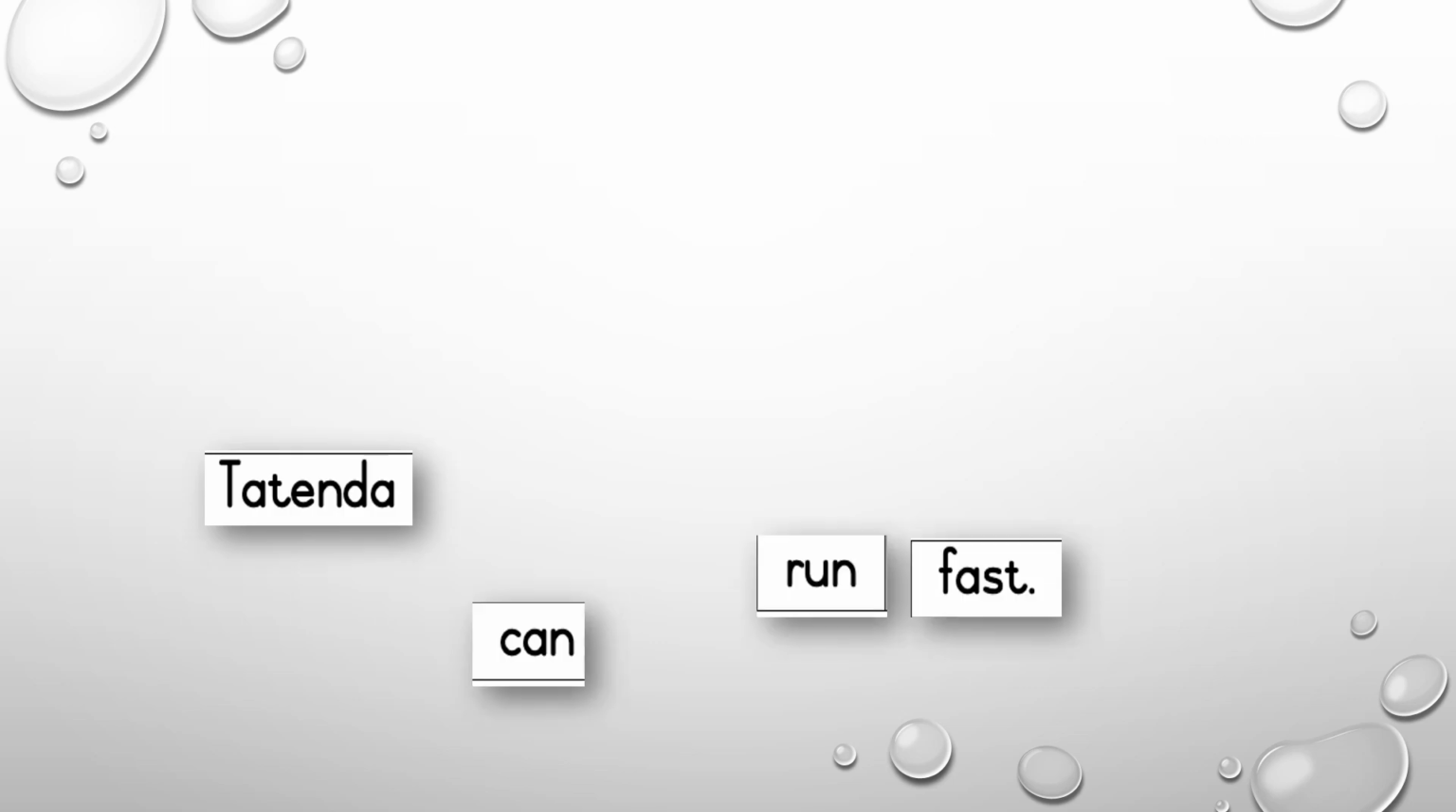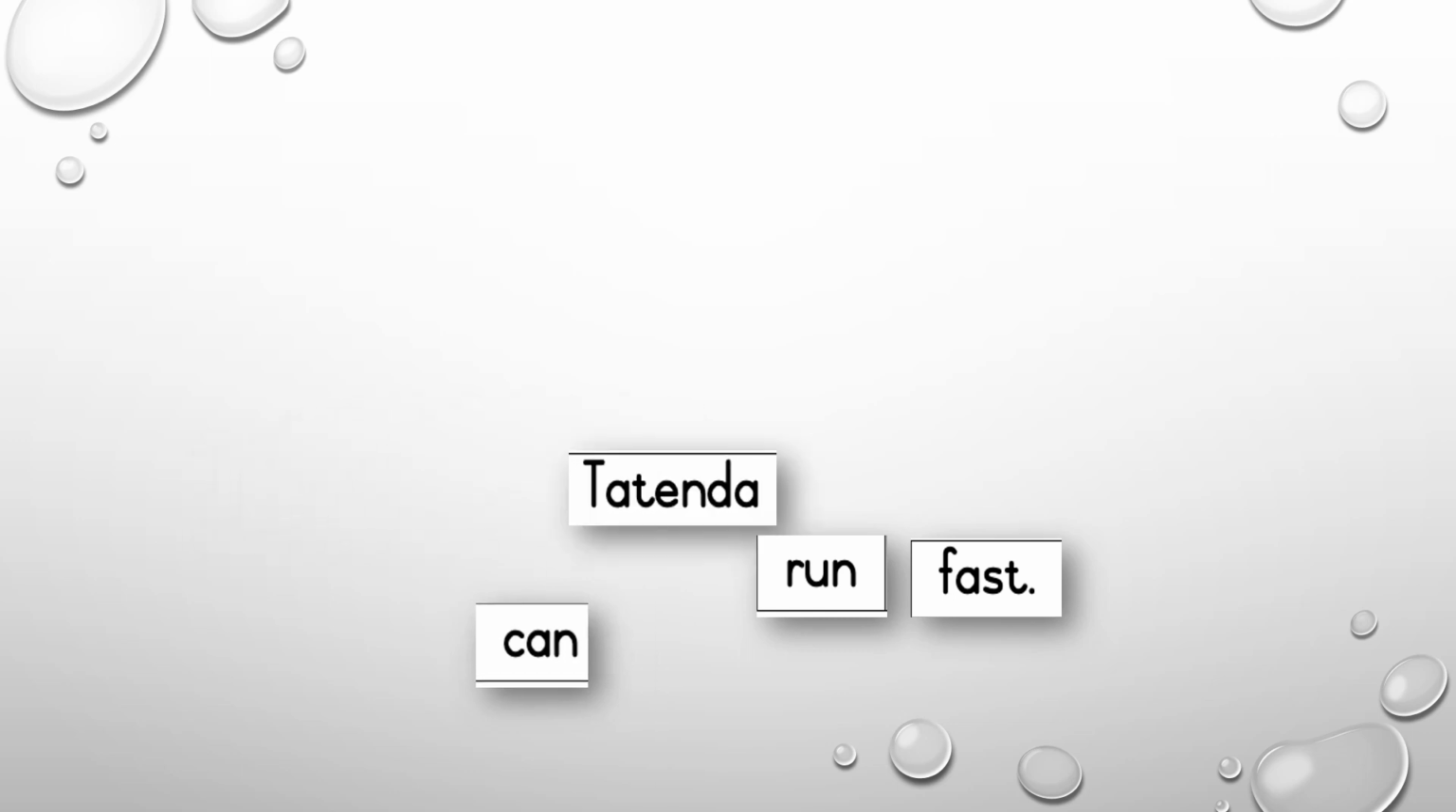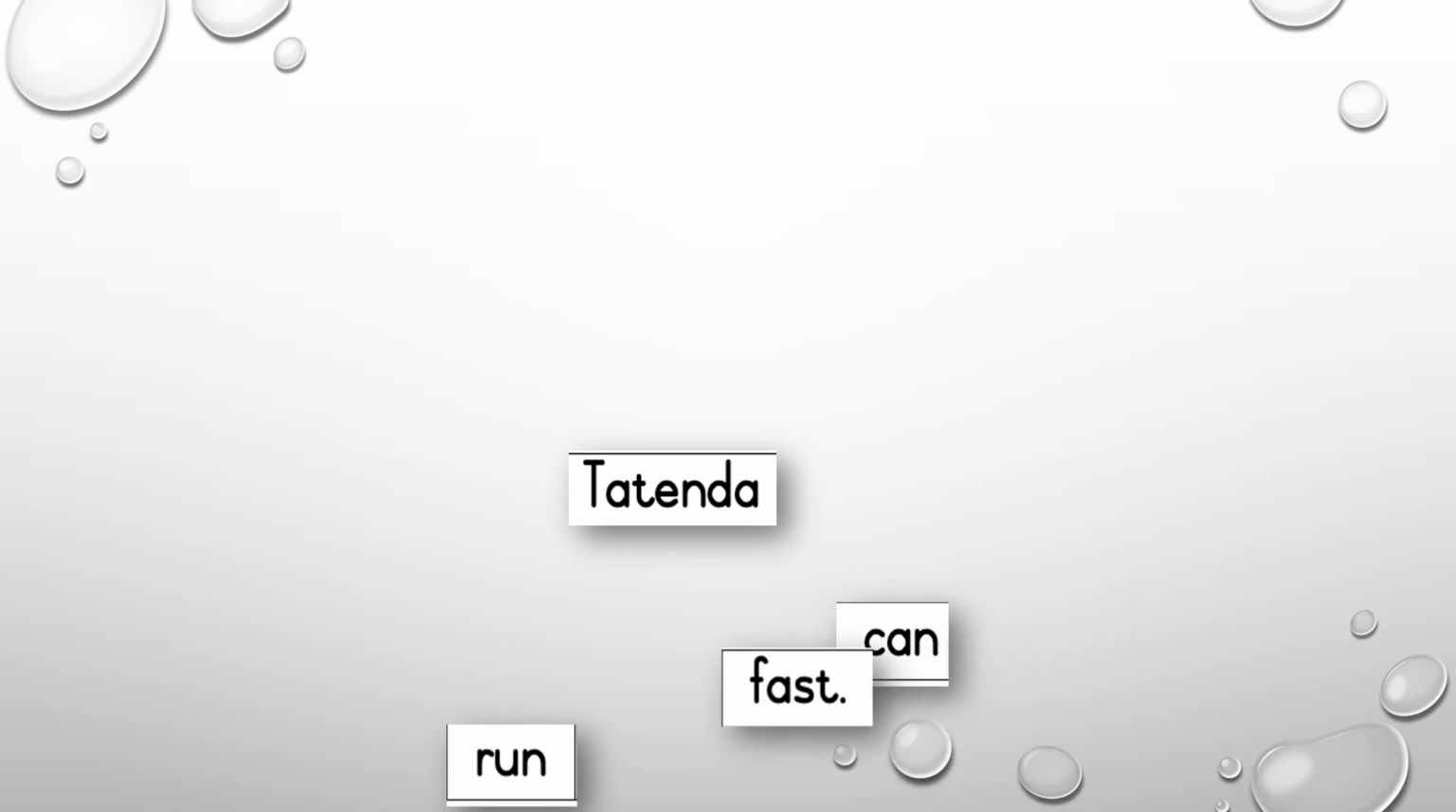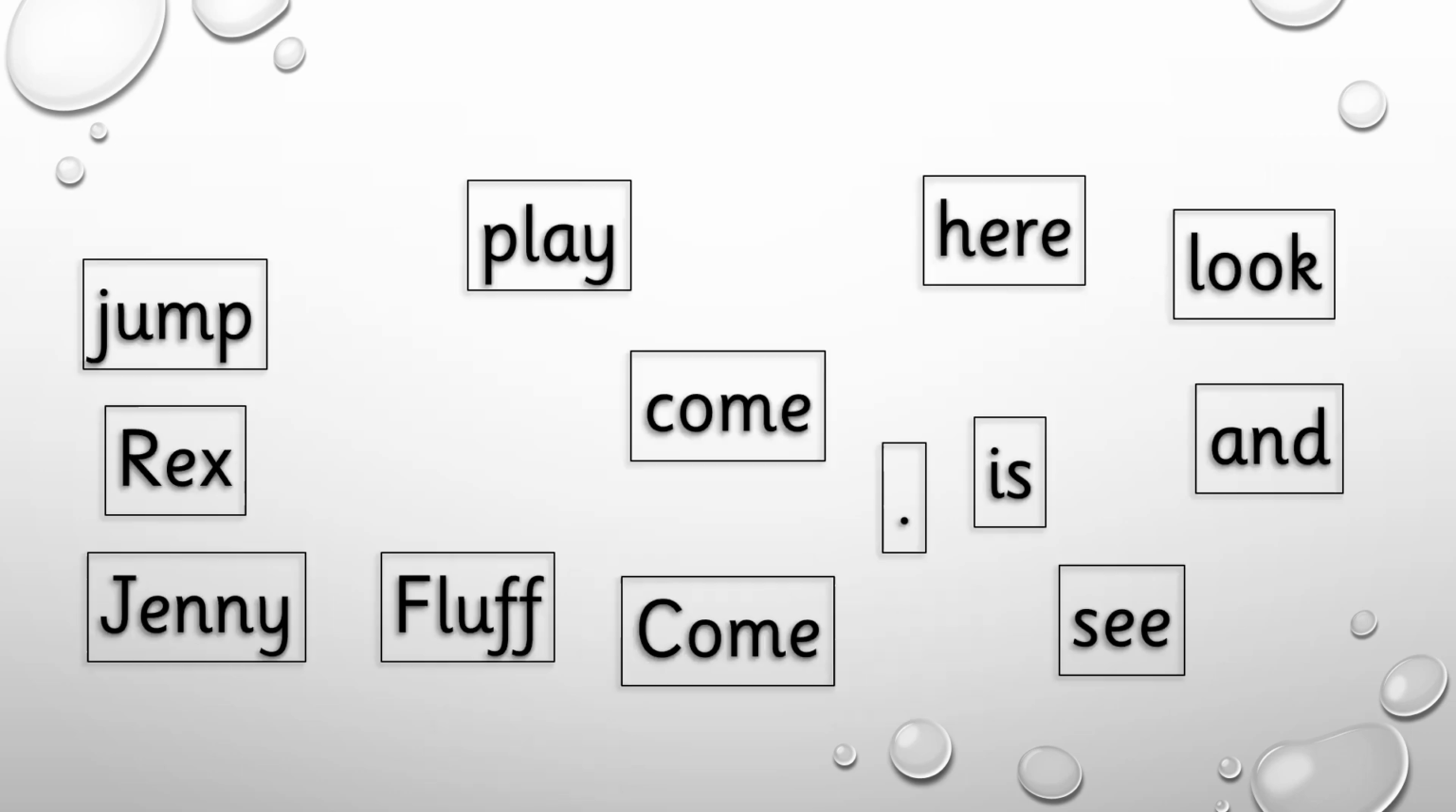Then you need to take it to the next phase. And here, you don't have the master copy. Again, shuffle them all up. Make sure they're not in the order that you want. And ask them to write Tatenda can run fast. And then they have to organize that. Now, obviously, they can check it with the main one.